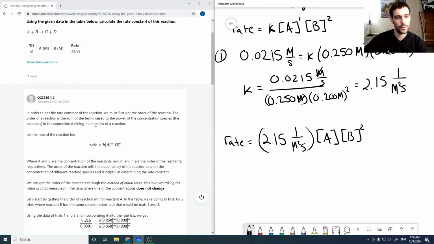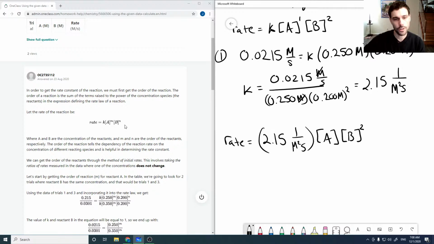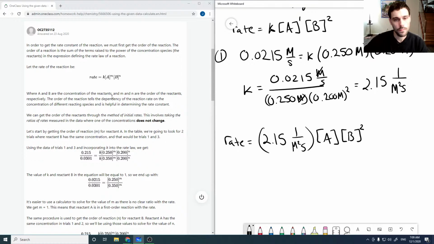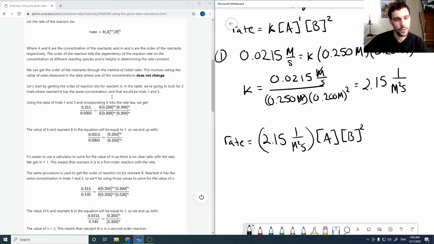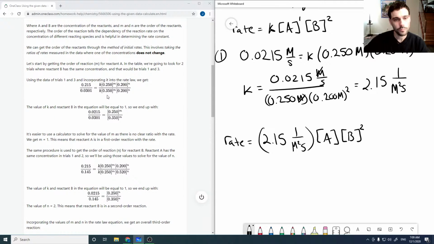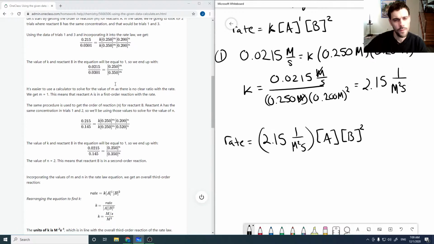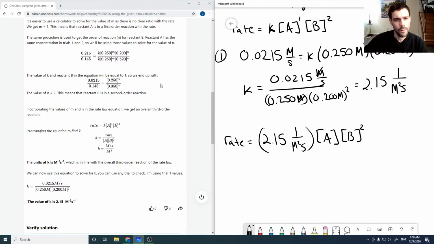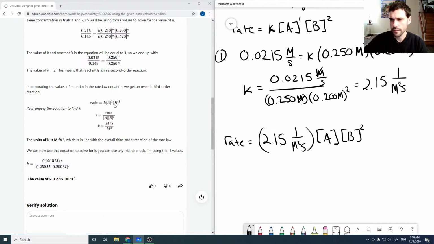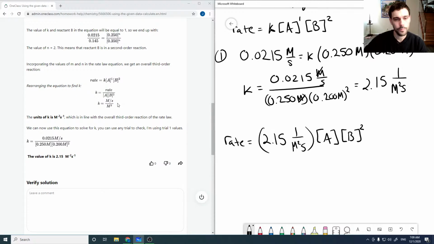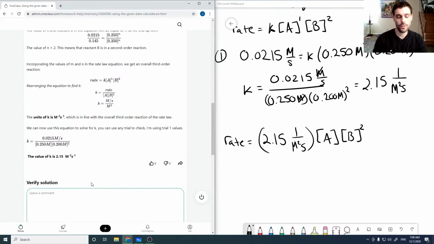Okay, so checking the solution, we use our general expression here. And so we write our 3 equations, divide based on getting the same things. Go to the end, we get K A B squared, solving for K, 2.15, and it's 1 over molar squared seconds, so that all looks good.